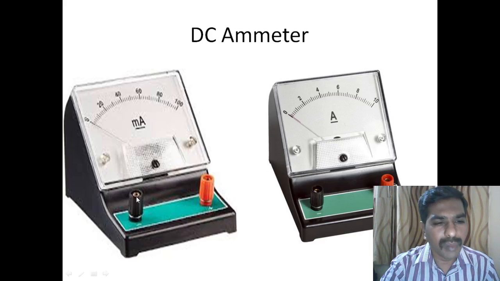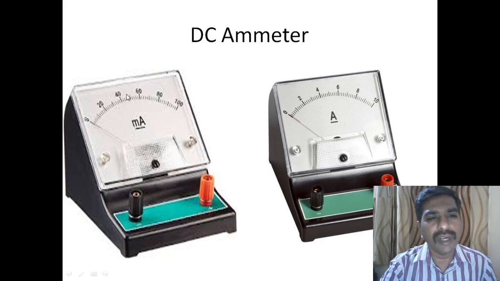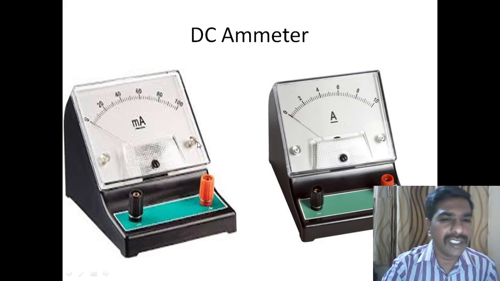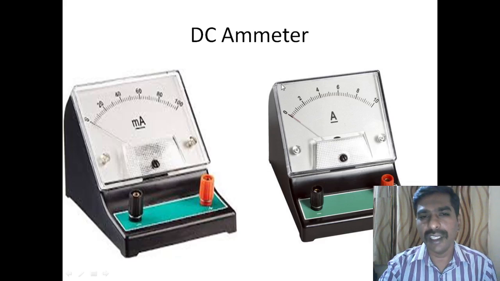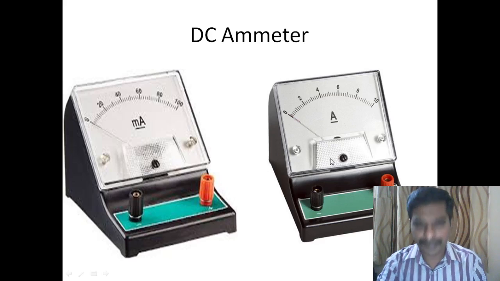Black indicates negative, red indicates positive. This milliammeter is used to measure the current in a circuit diagram. And this is A with a direct straight line. It indicates a DC ammeter, 0 to 10. It measures from 0 to 10 amps. It has a negative and a positive terminal.